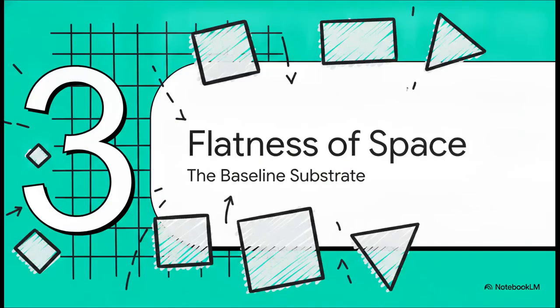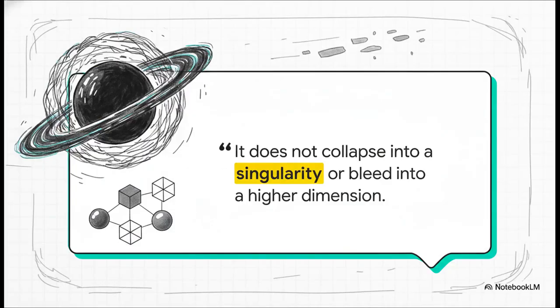That brings us to Section 3, the flatness of space and the baseline substrate. Think about what happens when you deal with something incredibly massive, like a supermassive black hole. The 3D medium reaches its absolute elastic limit. But instead of collapsing into a singularity or somehow bleeding out into a higher dimension, the medium simply quarantines that extreme structural strain into a localized bubble.